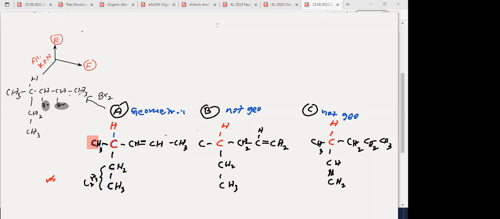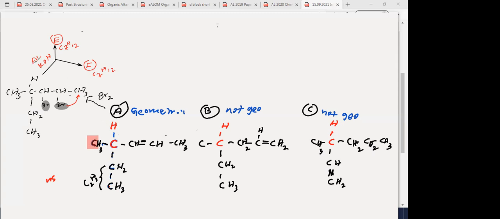So one possibility: HBr can be removed from this side. This Br removes hydrogen from this side. Both have the same formula, C7H12. That means again you get an alkene. This also has C7H12, the same formula. Both come from the same reagents, alcoholic KOH and Br2: bromination followed by dehydrobromination. For the dehydrobromination, what is the reagent used? Alcoholic KOH. That means HBr is removed.